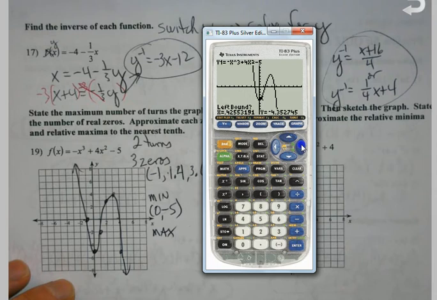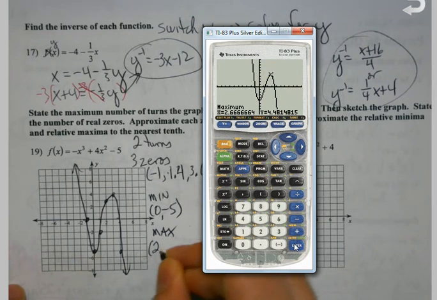My max, anywhere here to the left of that maximum point right there. Anywhere to the right for my other part. So 2.7, 4.5.